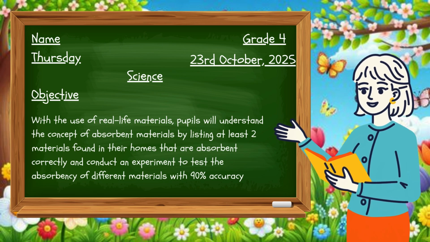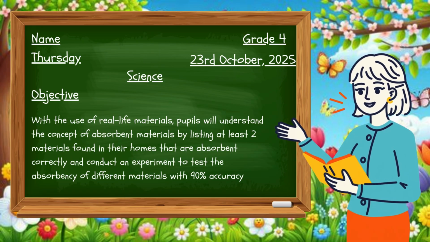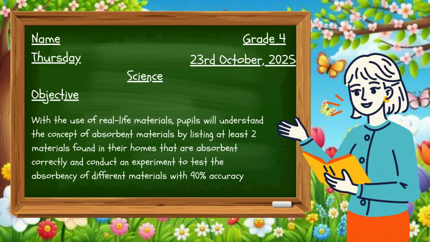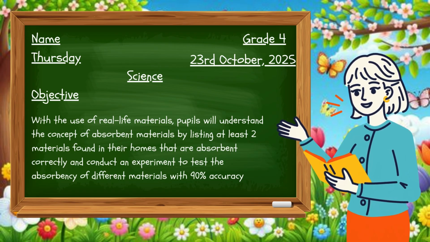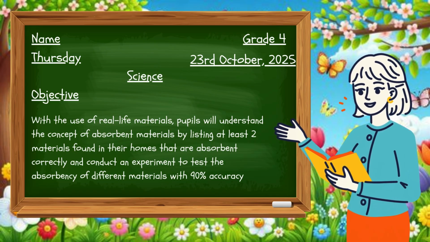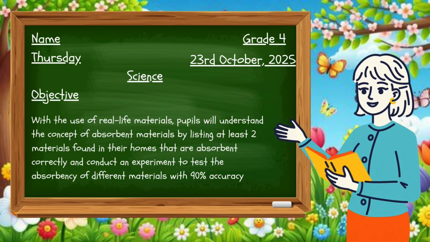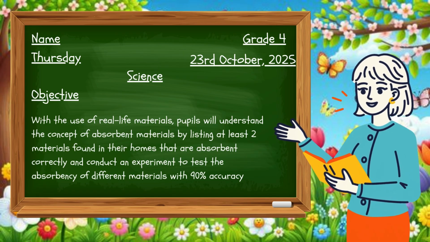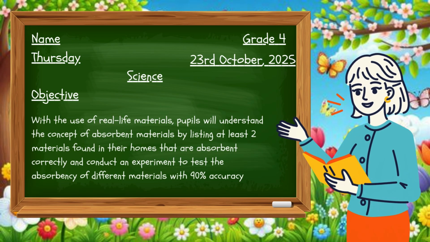Through this lesson, students will gain hands on experience by exploring everyday materials such as cloth, sponge, and paper towel. They'll compare their absorbency and discuss which ones are more effective. The aim is to make the learning process interactive, practical, and connected to their daily lives while reinforcing observation and critical thinking. Now I hand you over to my next colleague.